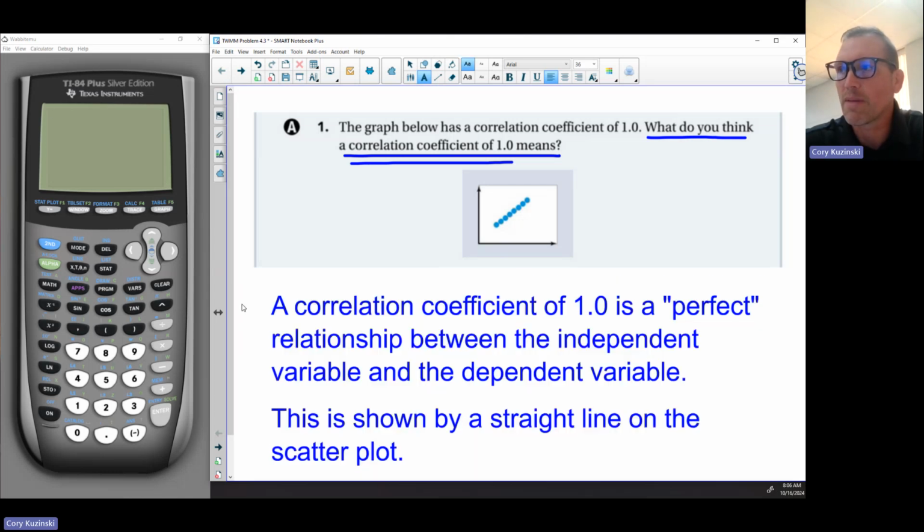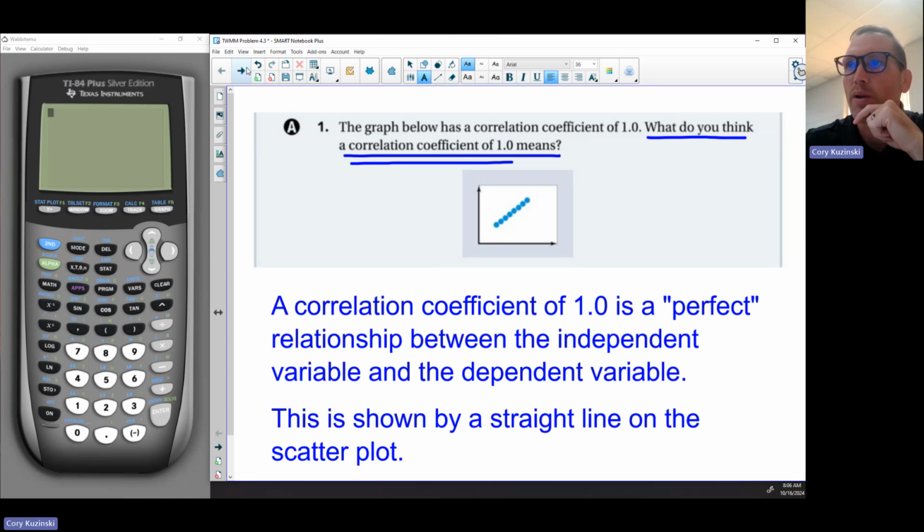Okay, so it's really just about there being a perfect relationship, a straight line. The slope doesn't matter. It can be a steep slope. It can be a flat slope. It can be down. Well, actually, it can't be down. We'll get to that in a second.